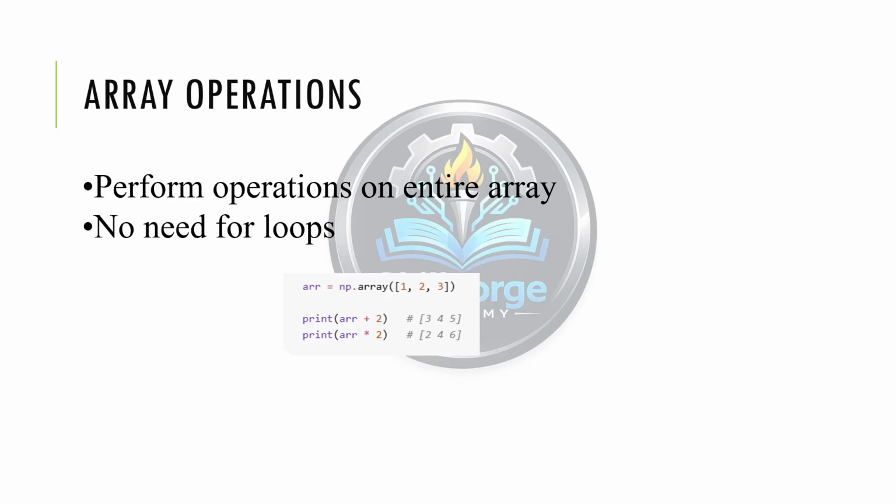Next we have array operations. With NumPy, we can perform operations on the entire array at once without using loops. For example, if we add 2 to an array, it gets added to every element. Like here you can see we have taken an array. Okay, so you add 2, so 2 is added to each element. Similarly, if you multiply it, you will see it is multiplied to every element. This is called vectorization and it makes our code faster and more efficient. This is one of the main reasons NumPy is widely used in machine learning.